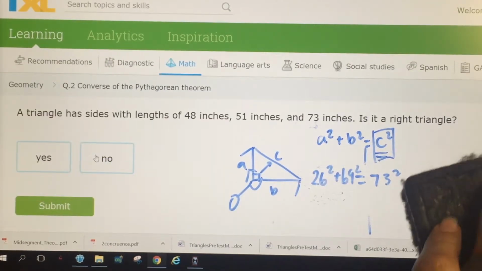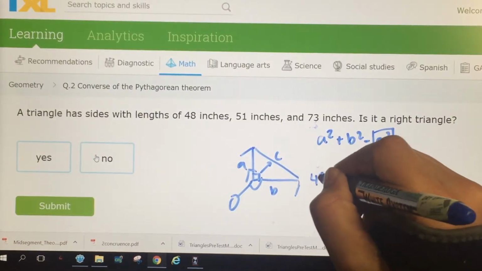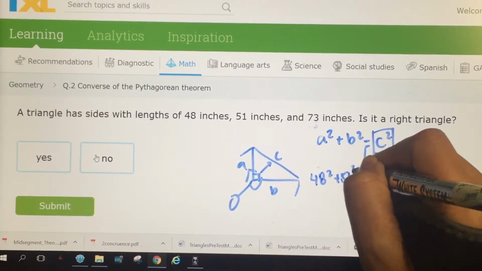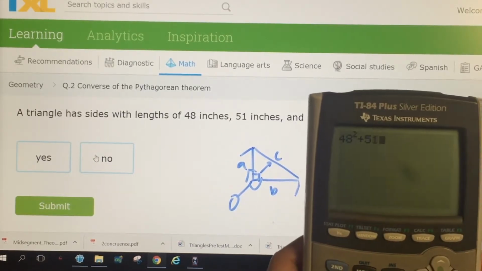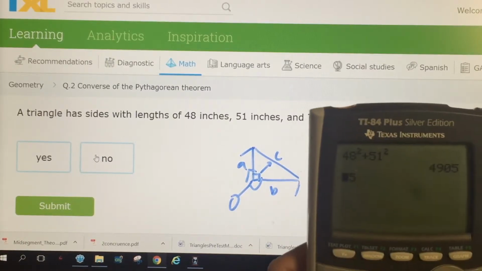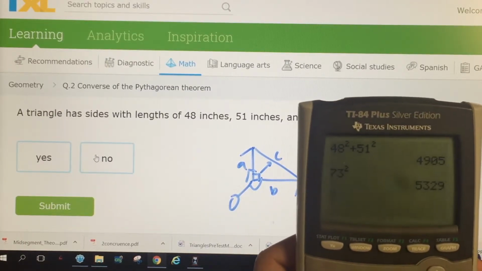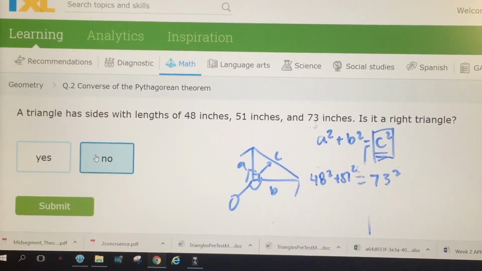So again, find the longest. So it's still 73 that is the longest, and they've changed A and B. Order doesn't matter. So 48 squared plus 51 squared. Check it in the calculator. 48 squared plus 51 squared is that. And then 73 squared is that. Are those numbers the same? No, so the Pythagorean theorem doesn't work, so it is not a right triangle.